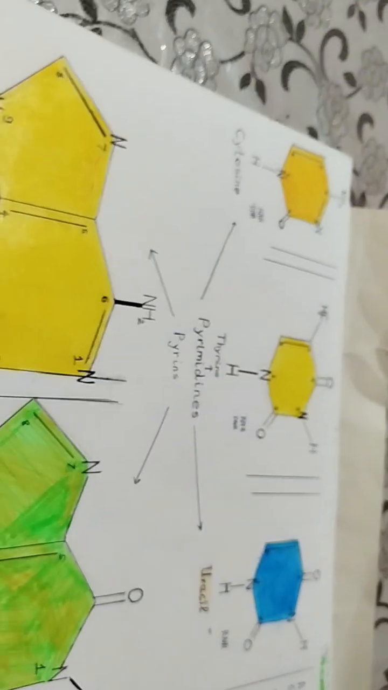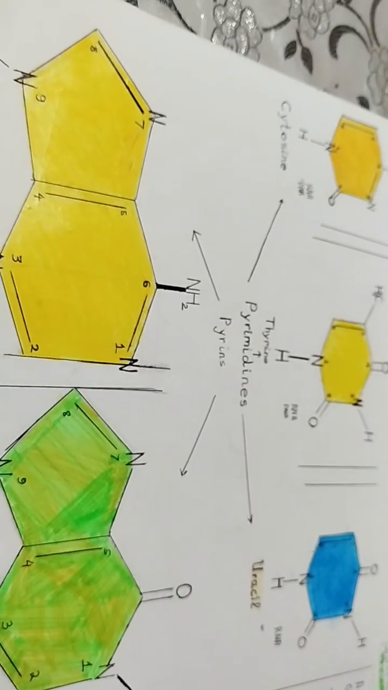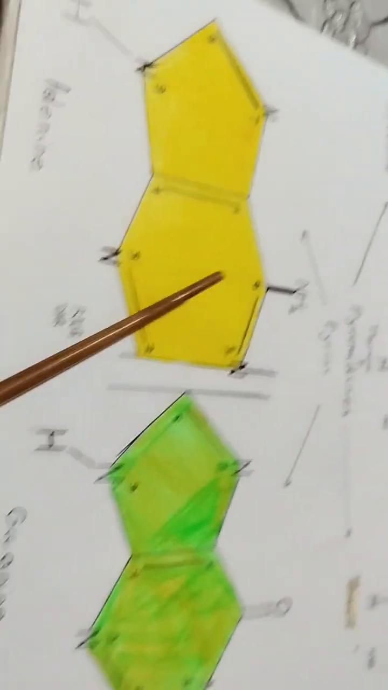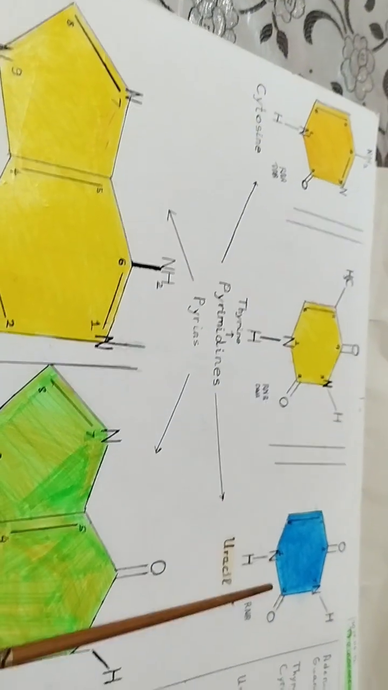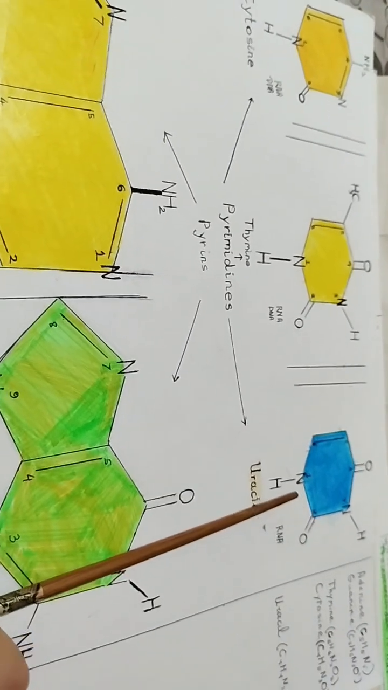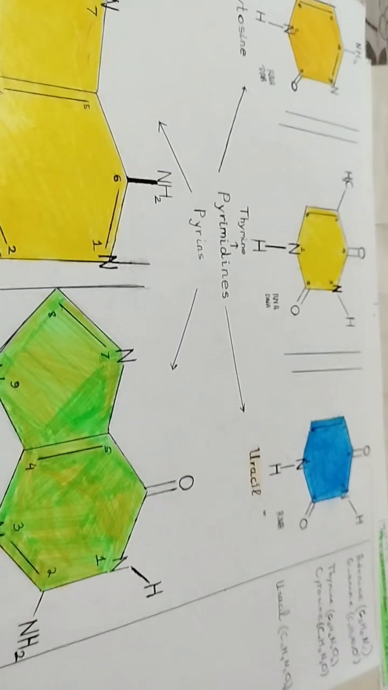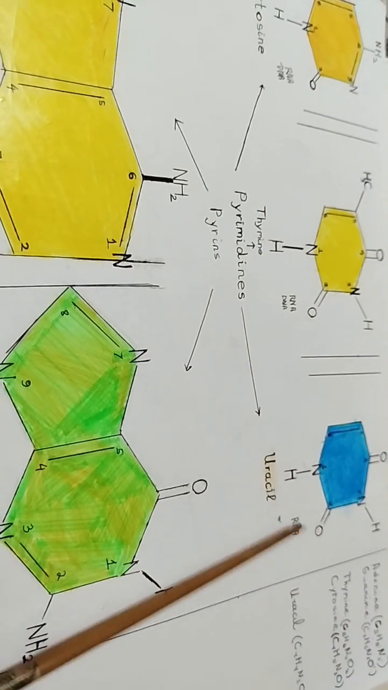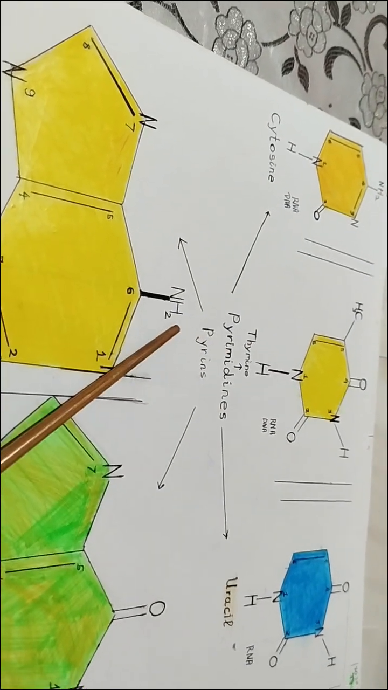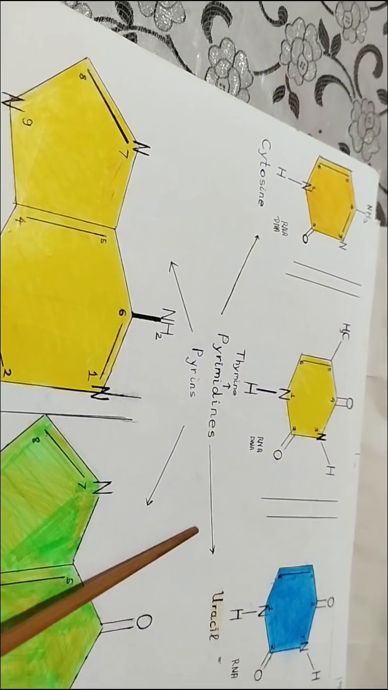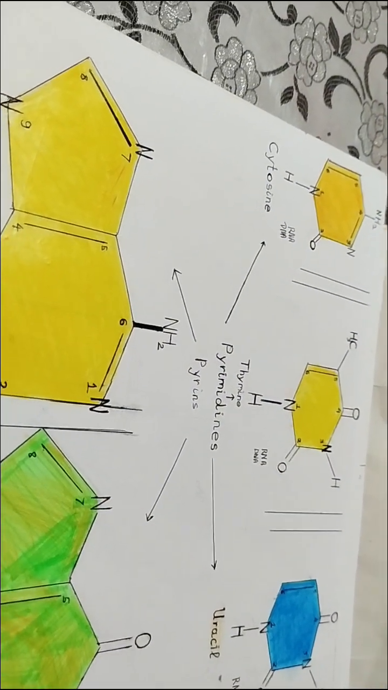Nitrogen bases are divided into 5 types: adenine, guanine, cytosine, thymine, and uracil, but uracil doesn't exist in DNA. It only exists in RNA. And then these 4 types of nucleotides make up the famous double helix structure.